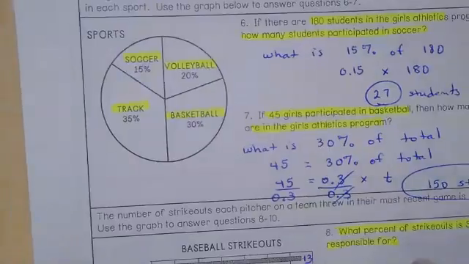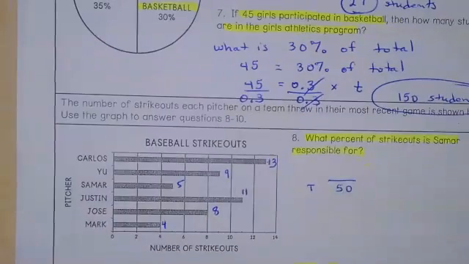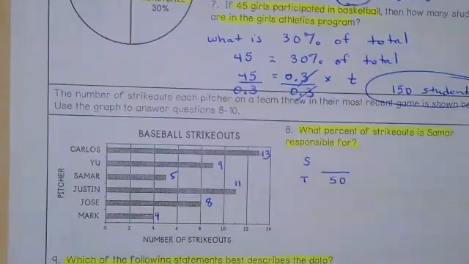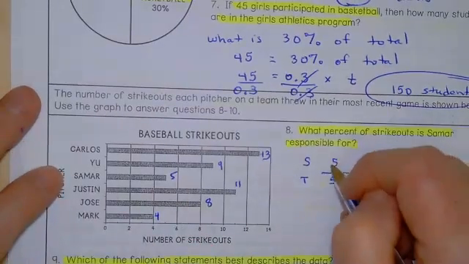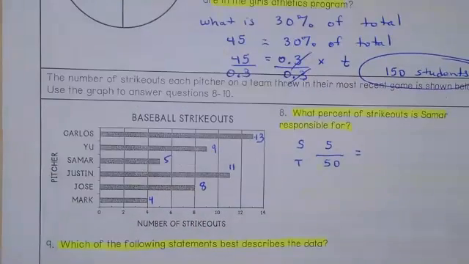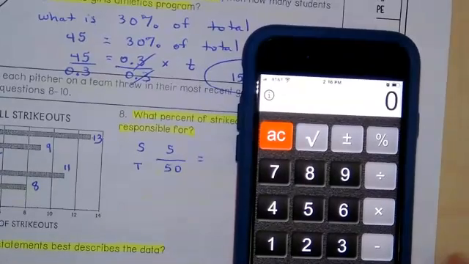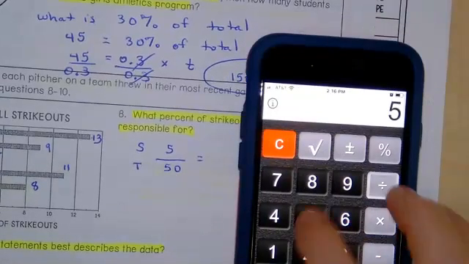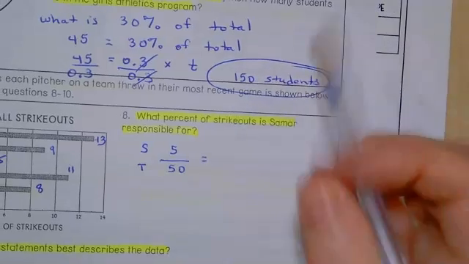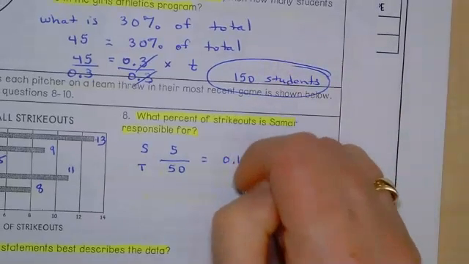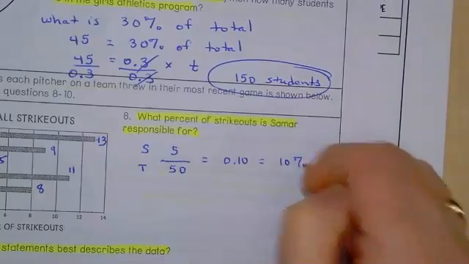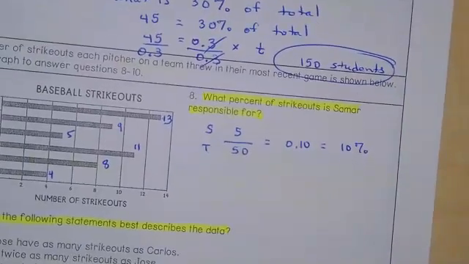Anthony said we need to know the total, and then we're going to divide Samara's number, which is 5. Huh? Times it by 2, why? Oh, I see what you're saying. Okay, yeah, yep. 5 divided by 50 is 0.1, which is 10%. But I'm going to have Josh repeat what he just said because he solved it a different way.